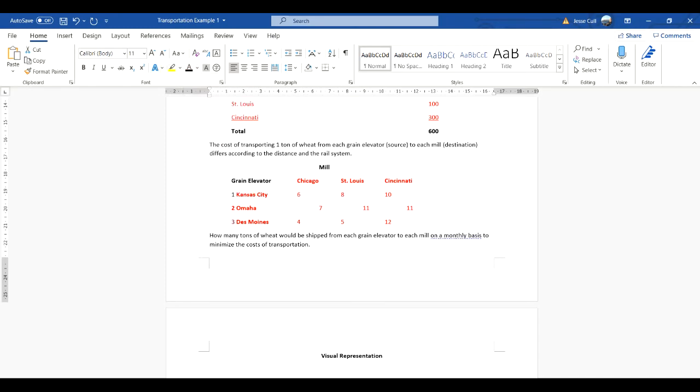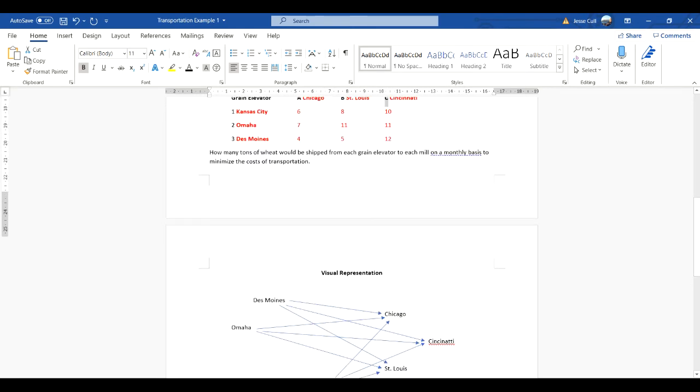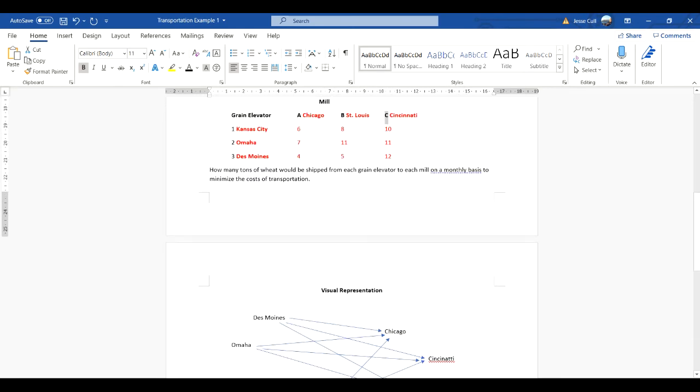I'm just correcting a mistake I made for visual clarity. Okay. Now, we also have A for Chicago, B for St. Louis, and again, we'll make it black for clarity, and C for Cincinnati. So, what we're trying to do is minimize our shipping costs.